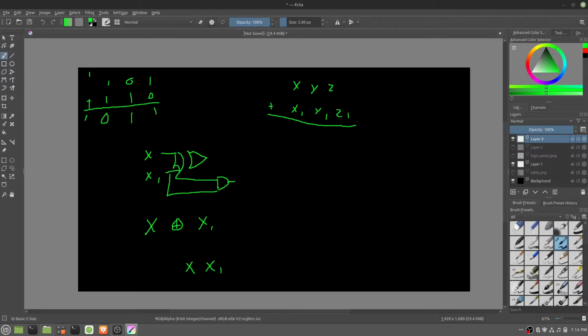But this is not complete. This is only true for the first two. It does not account for the previous carry bit. In the case of the first thing, the carry bit will be 0, but we need to account for it with a new one. So we still keep this.